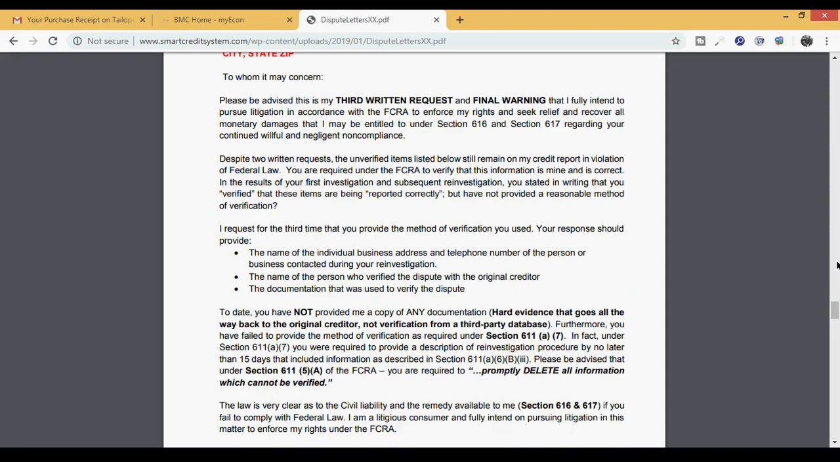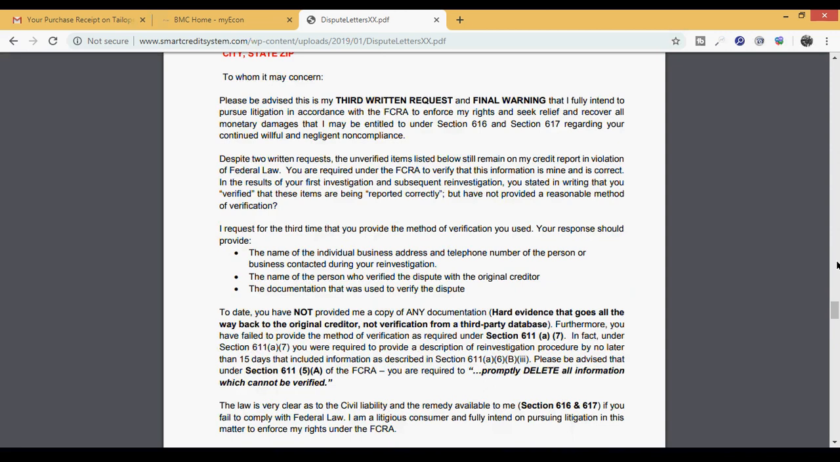Please be advised, this is my third written request and final warning that I fully intend to pursue litigation in accordance with the FCRA to enforce my rights, seek relief, and recover all monetary damages that I may be entitled to under Sections 616 and 617 regarding your continual willful and negligent non-compliance.